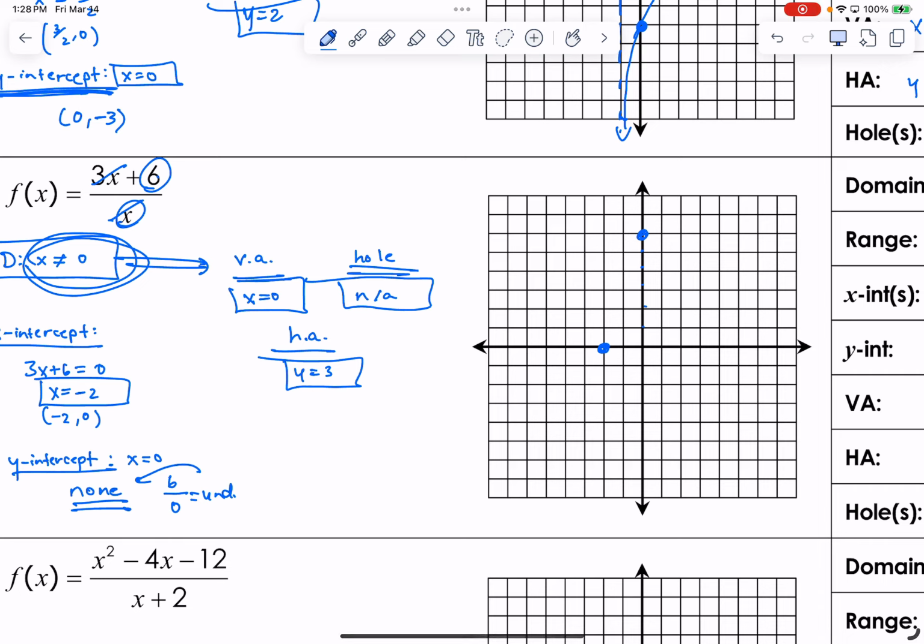All right, so that's interesting. So I don't even have a y-intercept. Sorry, my bust. I'll take credit for that one. Not the other one, though. All right, and then we got y equals 3. So it's going to approach there. It's going to approach here.